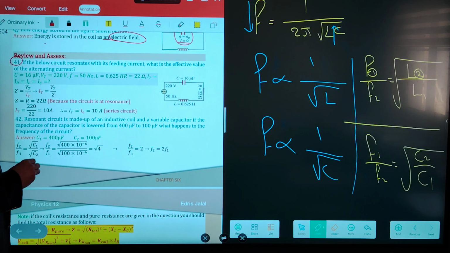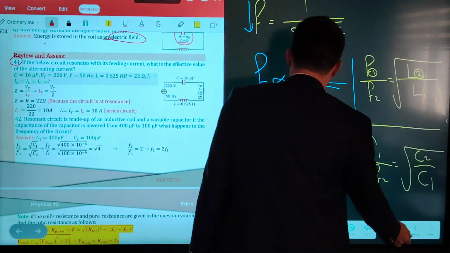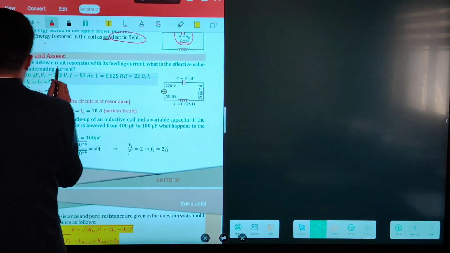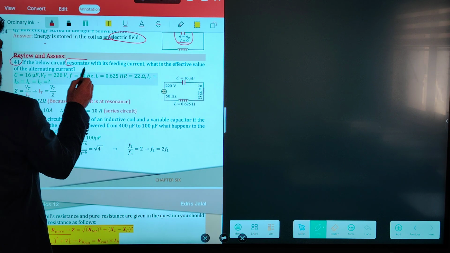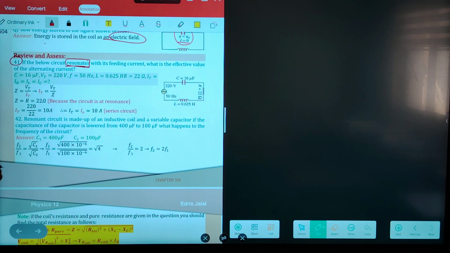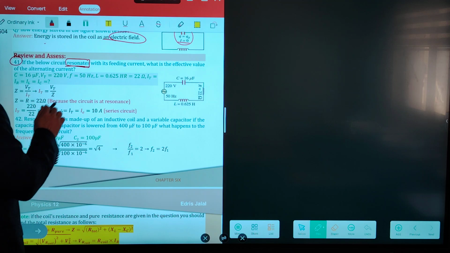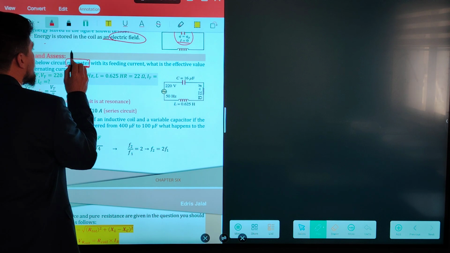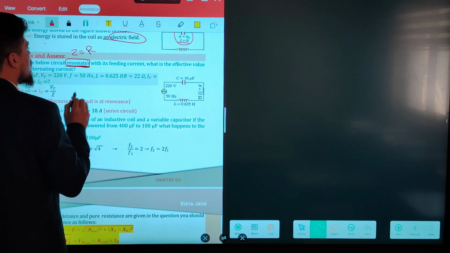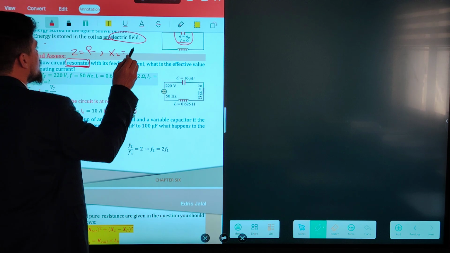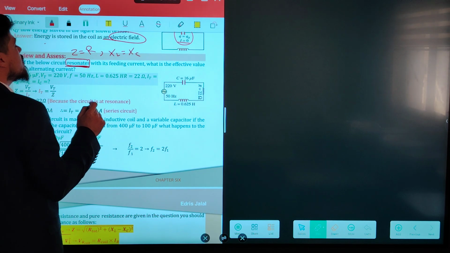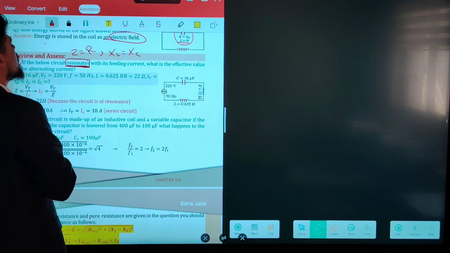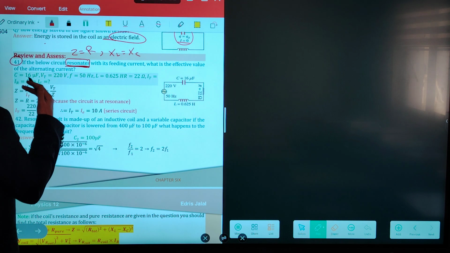Question 41. Look at this question. If the below circuit resonates, guys, pay close attention to the word resonate. Whenever you see resonate, you have to pay close attention to the question. At resonance, guys, Z is equal to what? R. XL is equal to what? XC. VL is equal to what? VC. VE total is equal to what? VR. Phase difference between potential difference and current, 0.